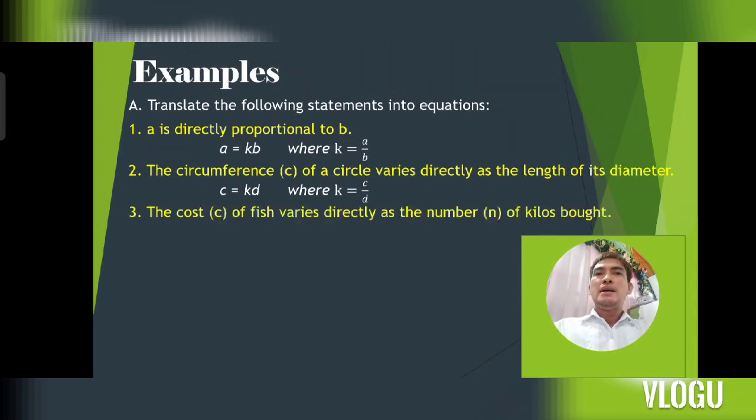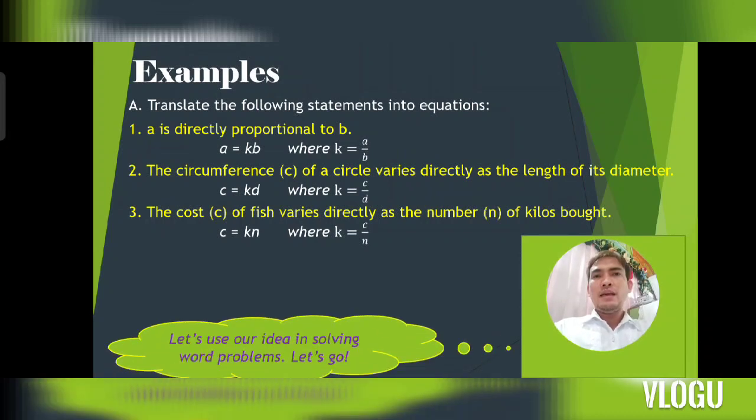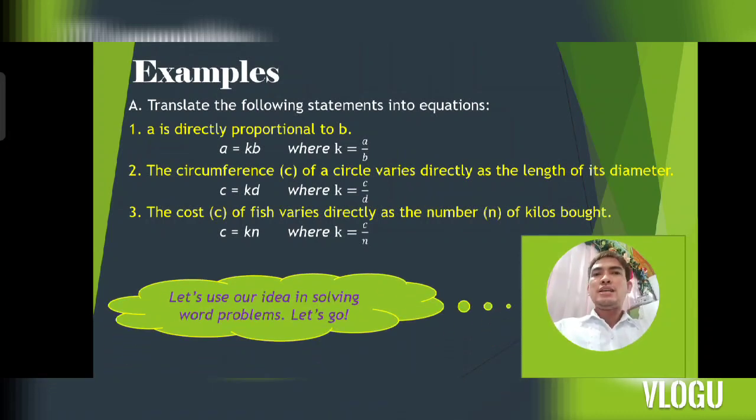Next up, we have the cost C of fish varies directly as the number N of kilos bought. So that could be C = kN, where k is equal to C over N. How did you get that one, by the way? You just simply have to apply the multiplication property of equality, or somehow divide both sides by N for you to have your k. Okay? So let's use our idea in solving word problems. Are we ready? Let's go.